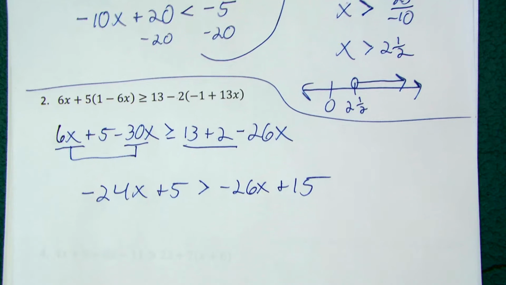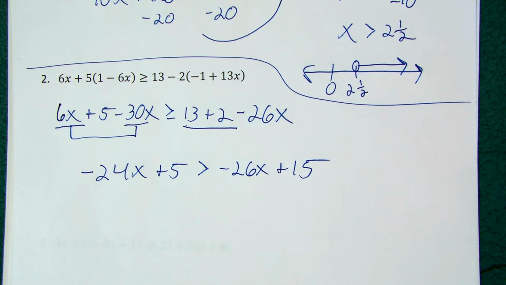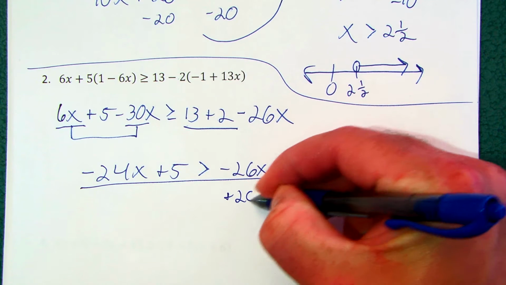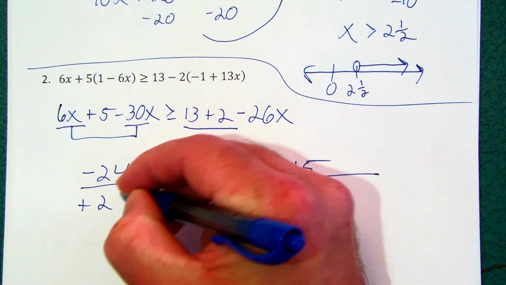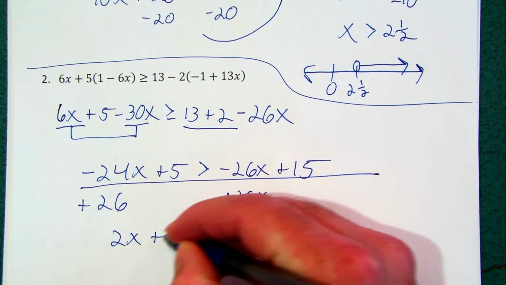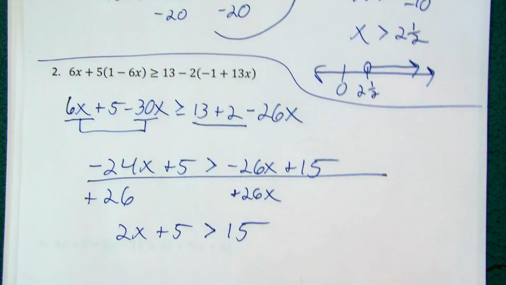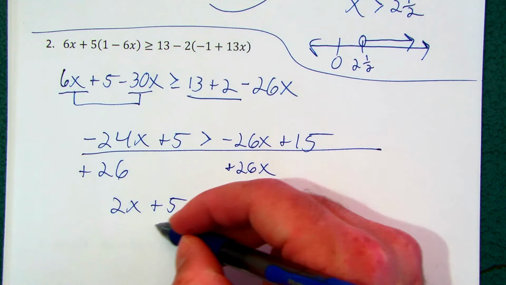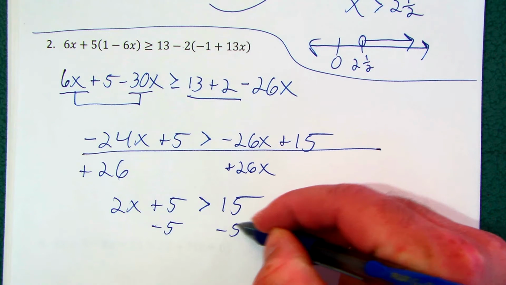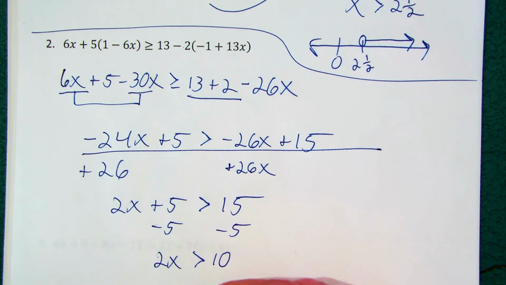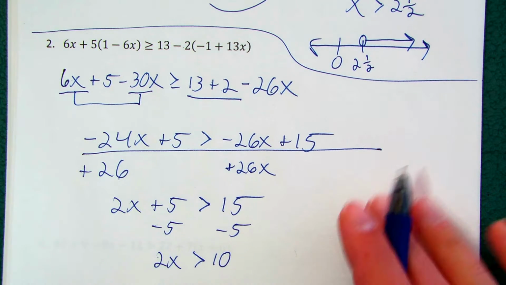So now we're ready to really get into solving this. I have negative 24x on the left, negative 26x on the right. I'm going to add 26x to both sides. So 2x plus 5 is greater than 15. Subtract 5 from both sides. So 2x is greater than 10. X is greater than 5 for a final answer there.